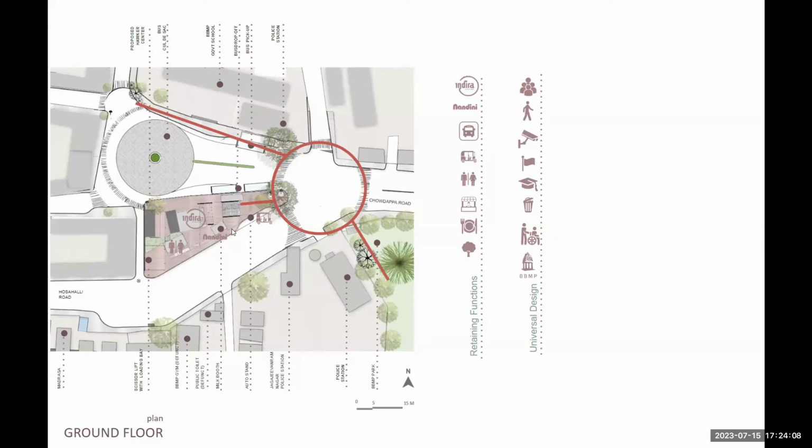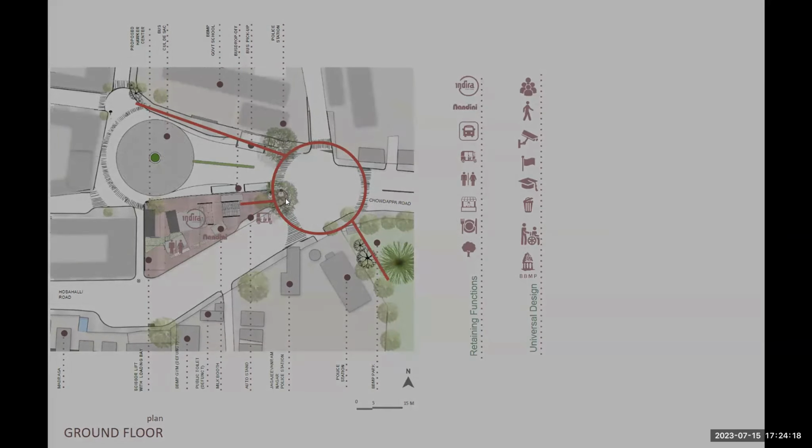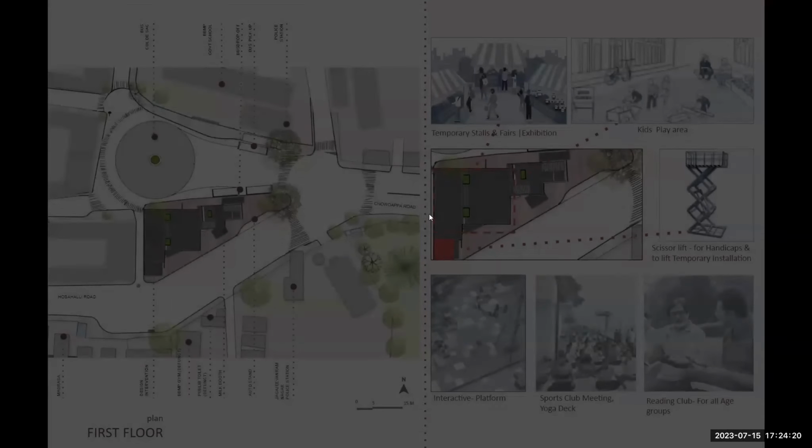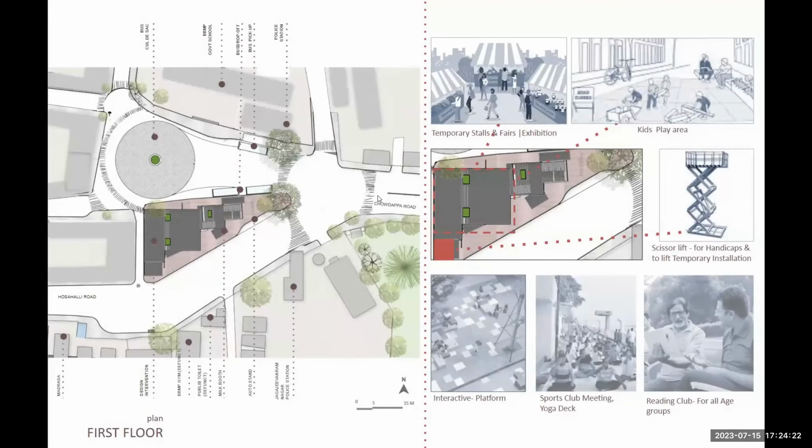And also there is a drop off for autos and a pickup area. And through that central point, we can connect to the above level, which we call platforms. So coming to the platform by itself, what kind of activities will we be able to do? Temporary stalls and fairs can also be a part of it, a kids play area, an open space for that.